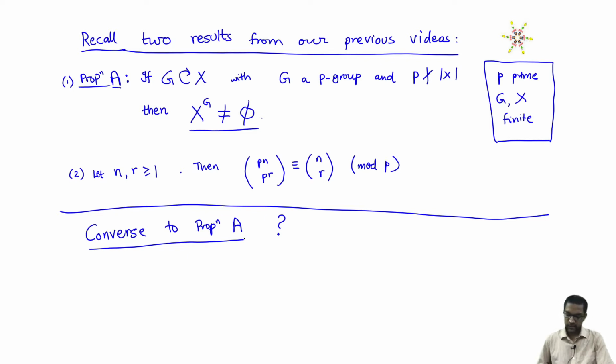Okay, let's try and formulate a reasonable converse here. So let me make some hypotheses. Let me call this proposition B. Again, I'll make these blanket assumptions that P is a prime, G and X are finite sets, and G is a group acting on the set X. So for proposition B, let me formulate it as follows. Let P divide the cardinality of G first. So let me assume that the group cardinality is divisible by P.